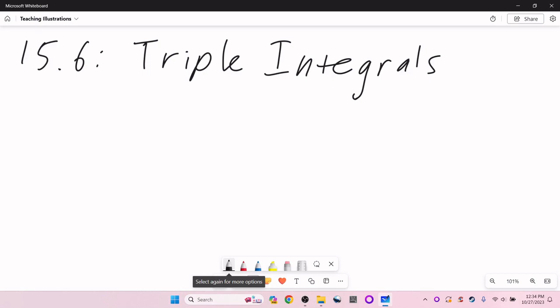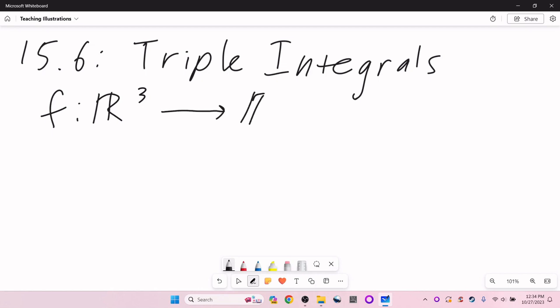All right, so now it's time to talk about triple integrals. And theoretically, this is not too different than what we did before. We are now going with our domain is something in R3, and it's moving into R.